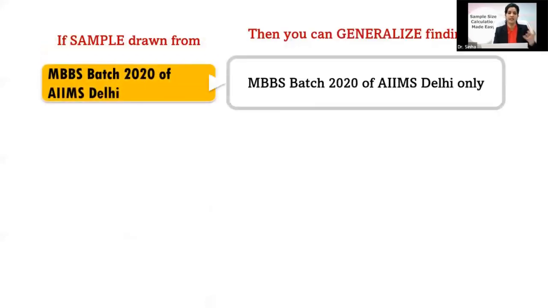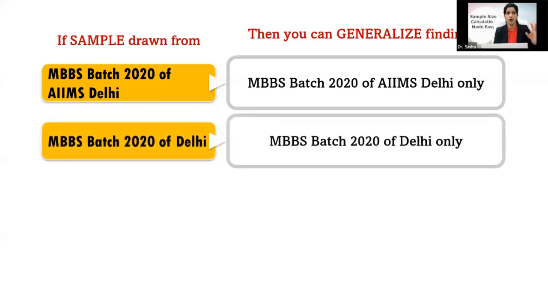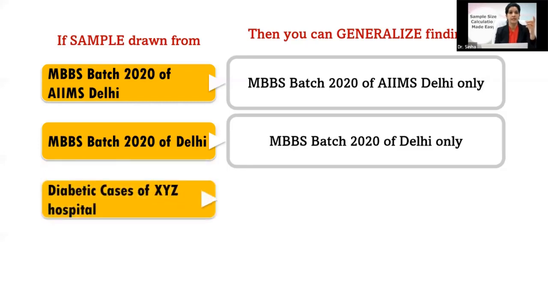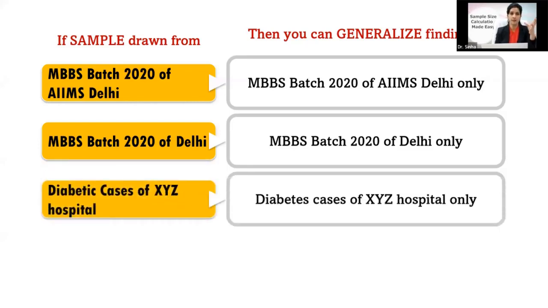Like in this case, if you are withdrawing a sample from the MBBS 202 batch of AIIMS Delhi, then your result will be applicable only to the 202 batch of AIIMS Delhi. If you are recruiting individuals from all the medical colleges, then this will be the MBBS 202 batch of Delhi. Similarly, if you are recruiting diabetic cases of an XYZ hospital, then your generalization will be to diabetic cases of that hospital only. You cannot generalize it to all diabetic patients.